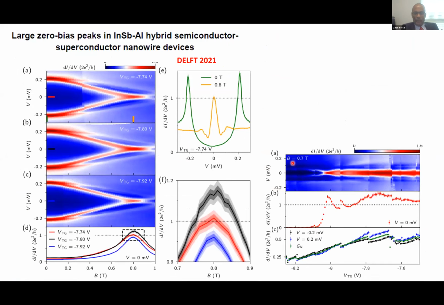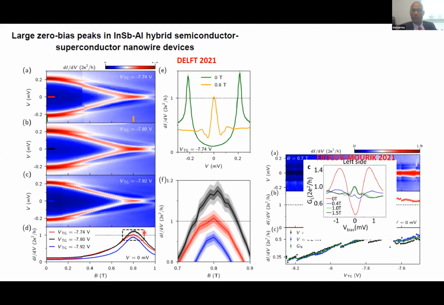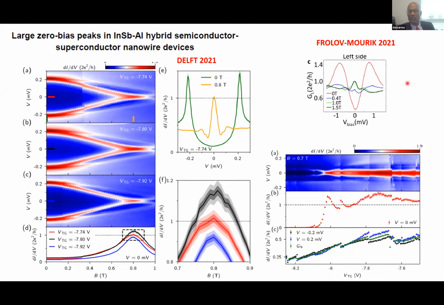Now I come to the retracted correct paper where everything is put back. And as I told you, Leo Kouwenhoven found that the lock-in had an error, a 10% error. So the peak could actually be 2.2 instead of 2. Let me show you the same result from this Frolov-Mourik very bad paper.